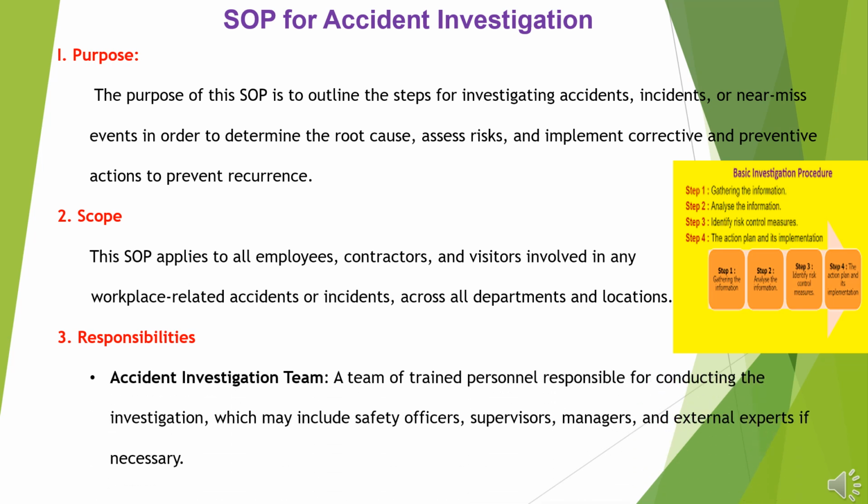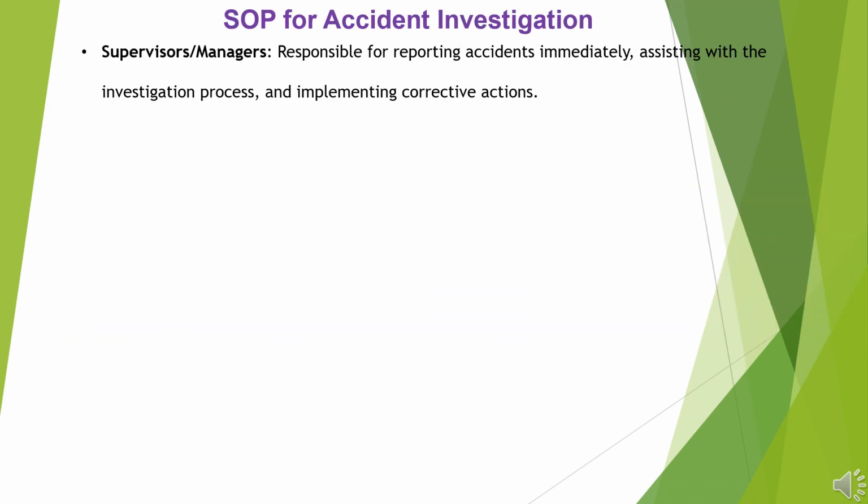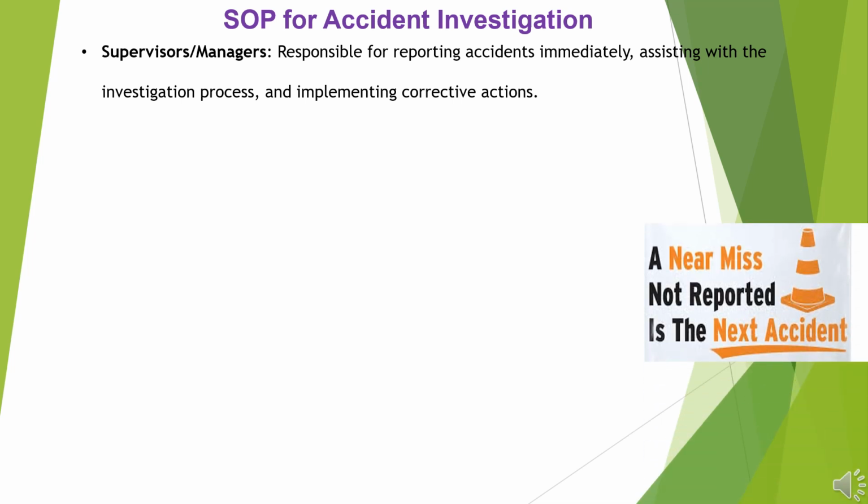3. Responsibilities. Accident Investigation Team: a team of trained personnel responsible for conducting the investigation, which may include safety officers, supervisors, managers, and external experts if necessary. Supervisors/managers: responsible for reporting accidents immediately, assisting with the investigation process, and implementing corrective actions.